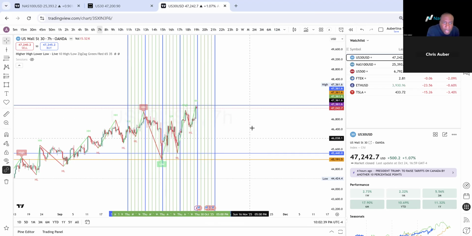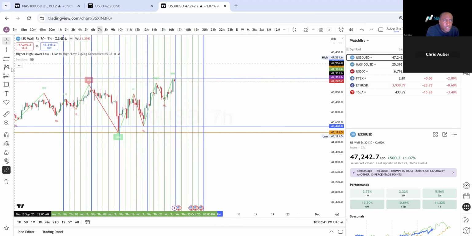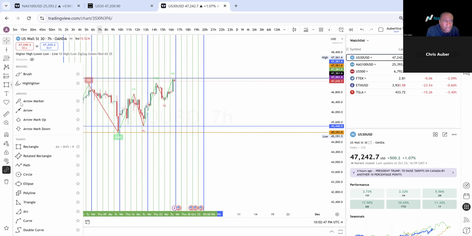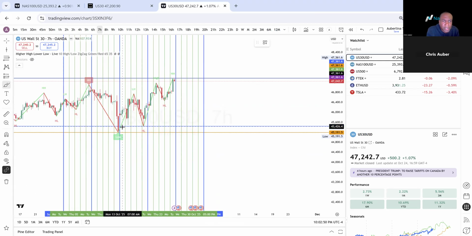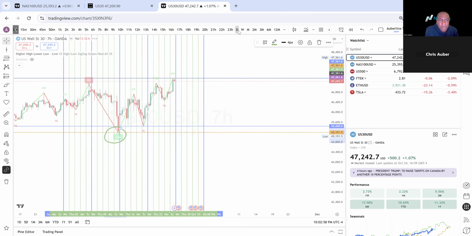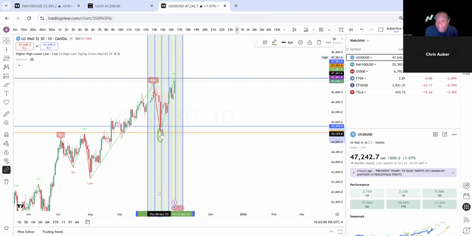Well, don't take my word for it. Let's check it. So I'm going to use this tool right here, and I'll just mark it so we can check it. So this low right here, I mark that low. Let's look at a bigger time frame. Let's look at the daily, for example. That day, it showed only a higher low.